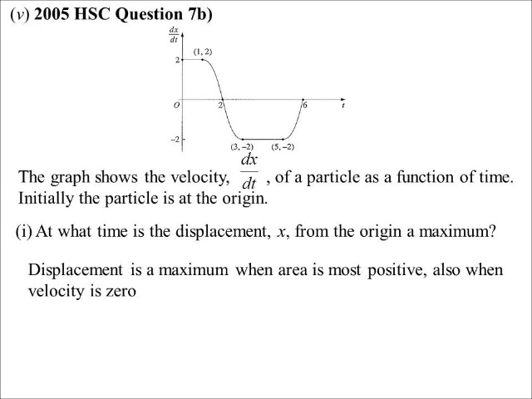Okay, well, again, 2 ways of thinking about it. Displacement will be at a maximum when the area is the most positive it could be, which would be here at 2. Or we could think of it as, if I was to find the maximum, I would have differentiated and said the first derivative, which is velocity, is equal to 0. When is velocity equal to 0? Again, that's when it equals 2. So either way, it's going to be at t equals 2.